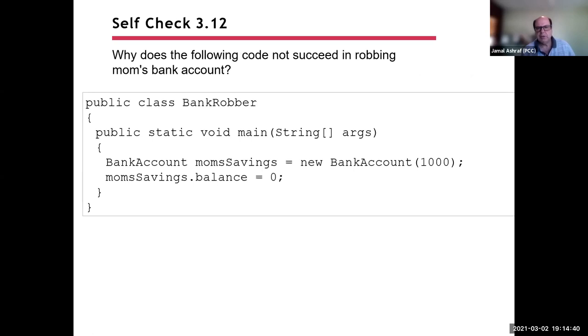Code does not succeed in robbing Mon. Okay, so what's the problem with this code? It's trying to access the private instance variables directly. Yes, so it's trying to access a private instance variable, and that is not acceptable.